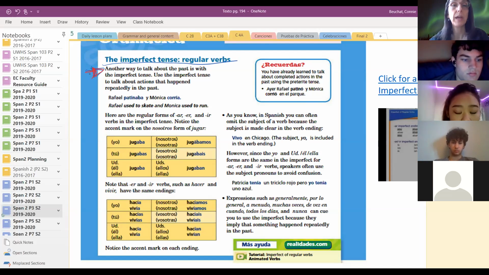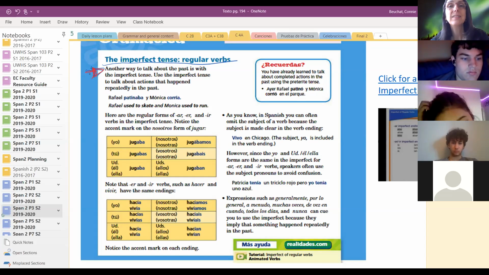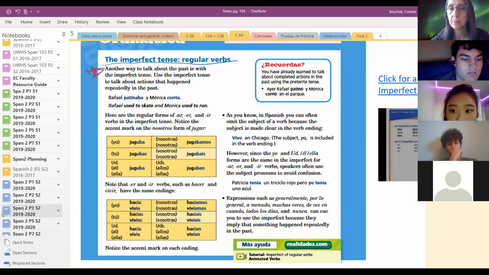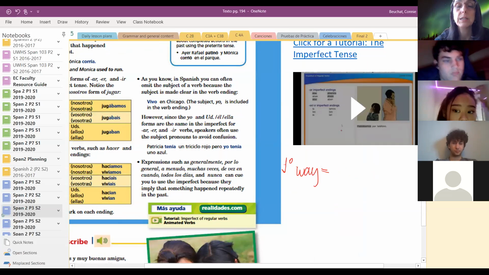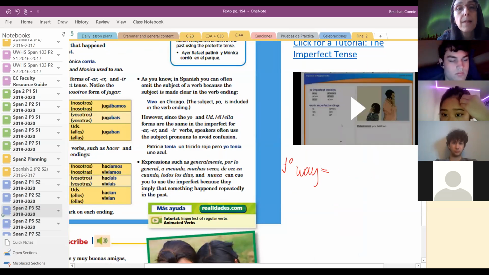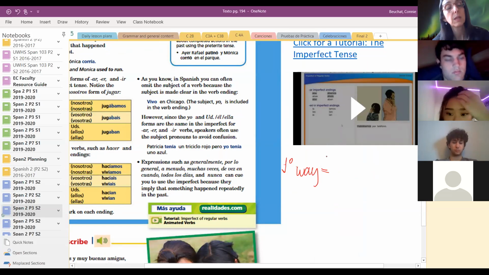It's another way of talking about the past. So what is the one way that we learned? What is the verb tense that we learned when we talk about the past? What's the name of that tense? The first way. What's the verb tense that we already learned? What is it? Anybody? How do we talk about the past?